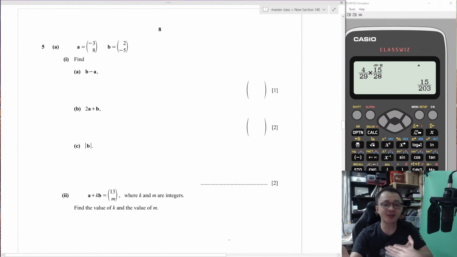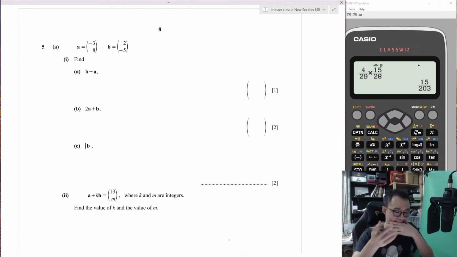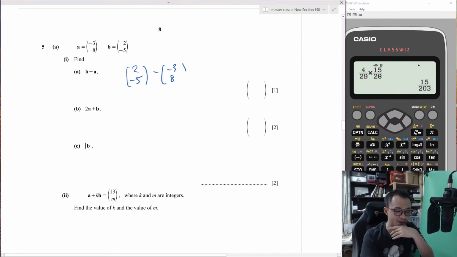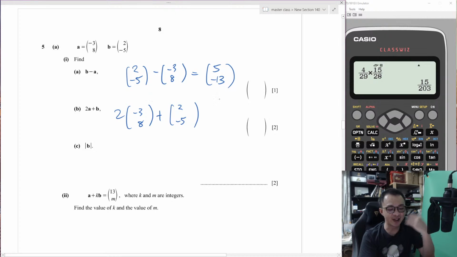Okay, matrix. So I will just do the matrix very fast. B minus A: 2 minus -5 -3 is 5. Then this one is -13. Done. Okay, 2A plus B. My B is 2 -5. 2 times -3 is -6, plus 2 is -4. 16 minus 5 is 11. Done.